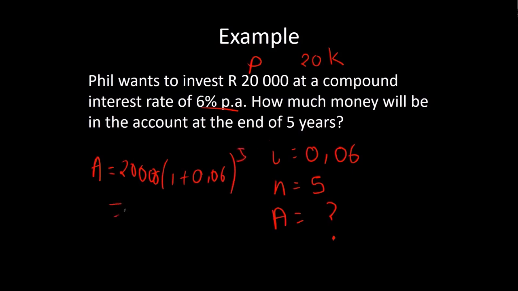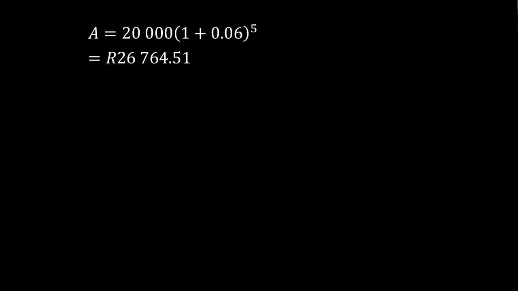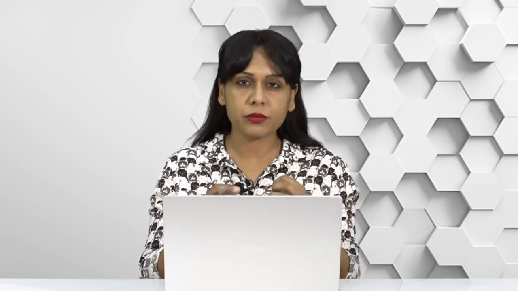And then it's just a simple matter of substituting that into your calculator, and you will see that at the end of 5 years, Phil is now 6,764 Rand richer than when he started out 5 years ago with this investment. That is a straightforward application of the compound interest formula. Just as we saw in simple interest, depending on what variables you have, you can work out any of the unknown variables in the question.